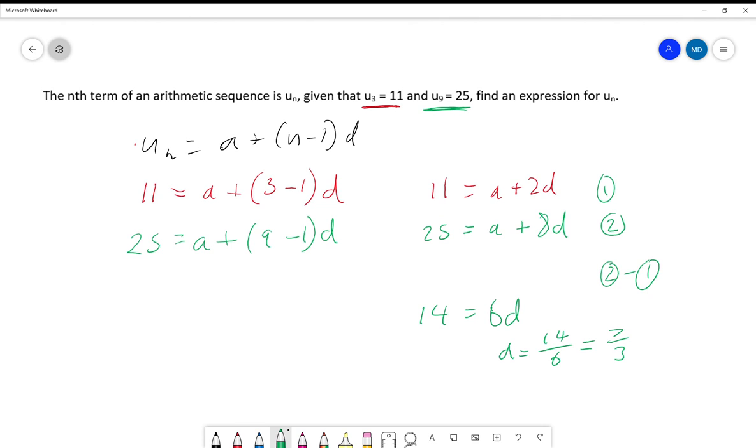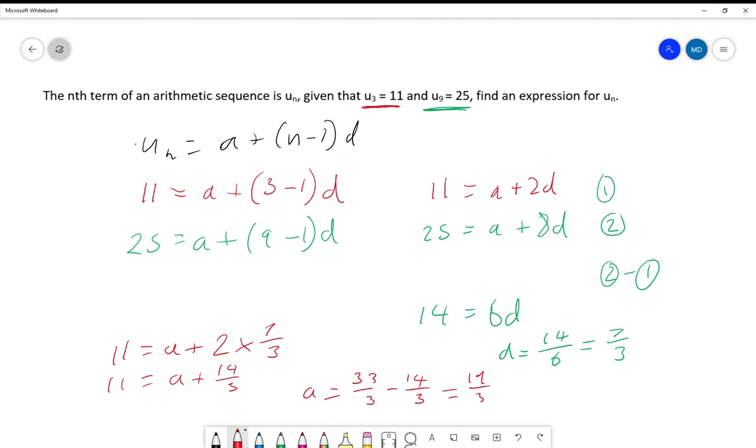Okay, and then just plug that back in. We're going to get 11 is equal to a plus 2 times 7 over 3. So 11 is equal to a plus 14 over 3. We're going to subtract that 14 over 3 and we get a is equal to 33 over 3 subtract 14 over 3, which is going to be equal to 19 over 3. And there we go. We have our arithmetic sequence.